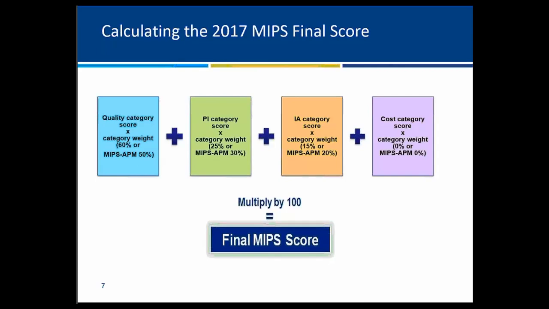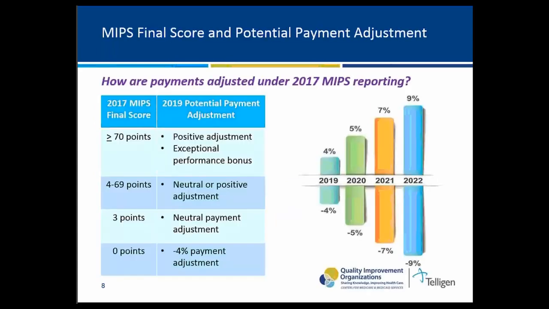So again, that'll be done with the PI category and the quality category score. They'll add those together and multiply that by 100 to arrive at the MIPS Final Score for the 2017 reporting period. The MIPS Final Score is then compared with the performance threshold to determine potential payment adjustment.